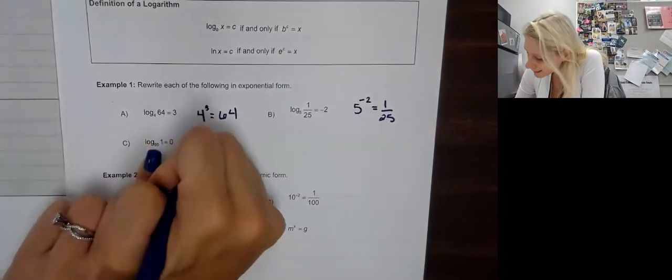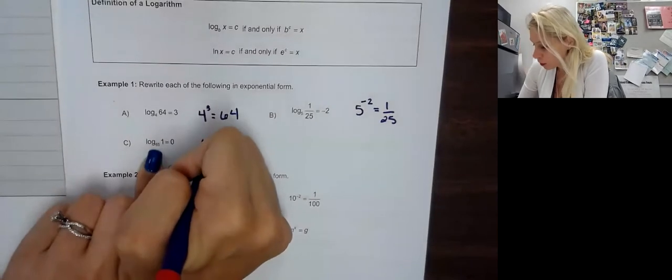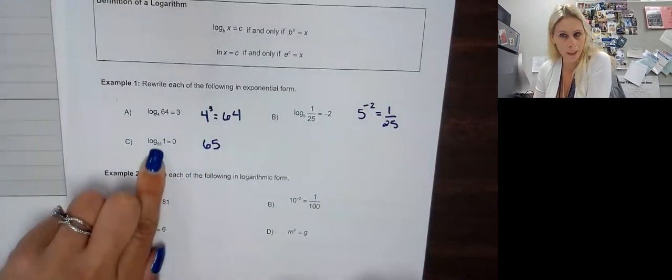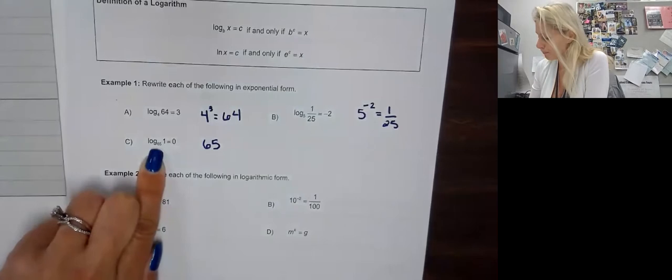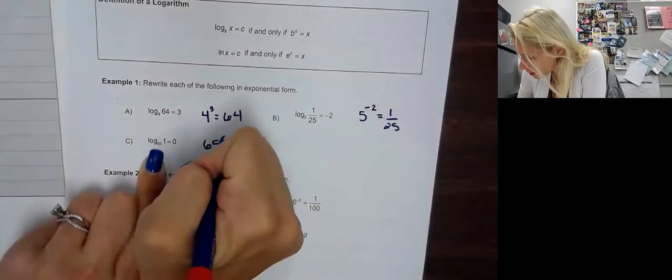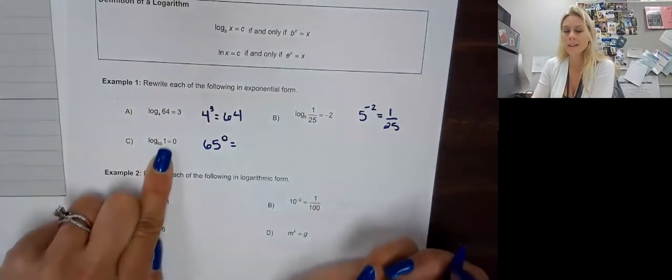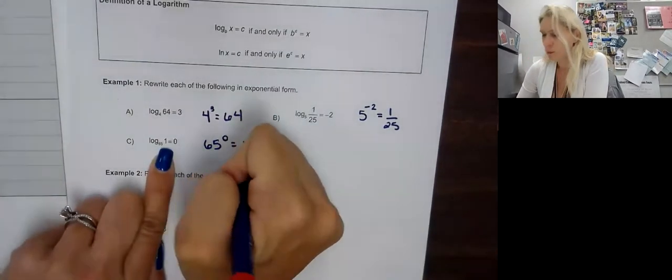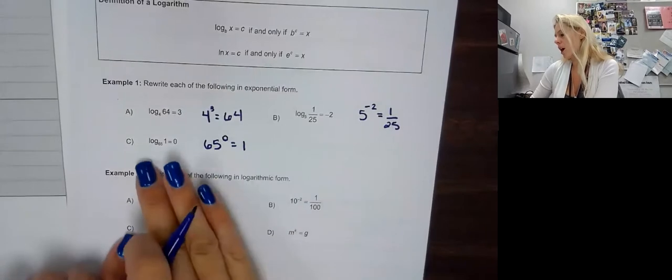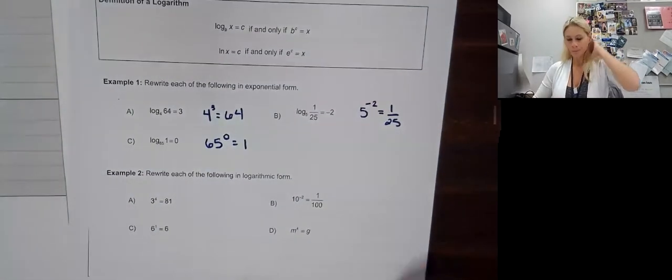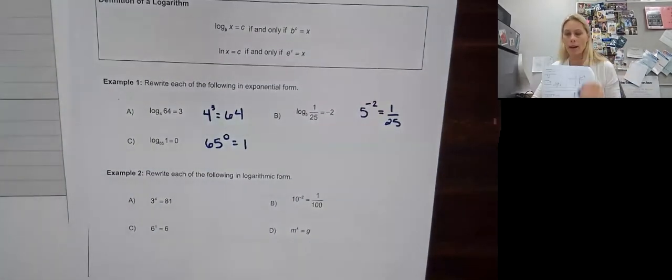All right, let's go to the next one here. So the base is 65. Ooh, I don't know if I'm going to be able to do this in my head. What's the exponent? The exponent is 0. Oh, I can do this in my head because anything to the 0 is the value of 1. So this is rewriting our logs in exponential. So let's go the other way right now.